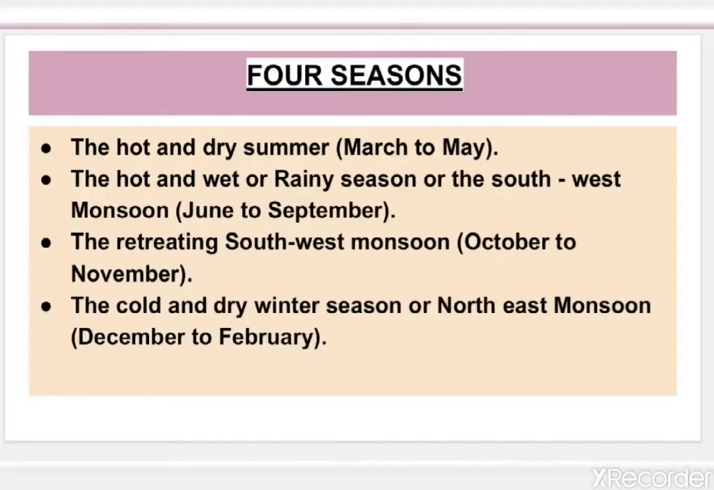So our next topic is the four main seasons. The mechanism of monsoon is further explained in this part. There are mainly four principal seasons on the basis of the monsoon variation. What are these? The hot and dry summer, that is from March to May. The hot and wet or rainy season or the southwest monsoon season, that is from June to September. The retreating southwest monsoon, that is October and November, and the cold and dry winter or northeast monsoon season, that is from December to January.